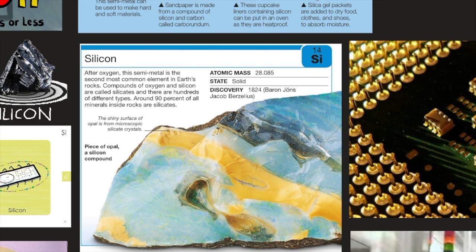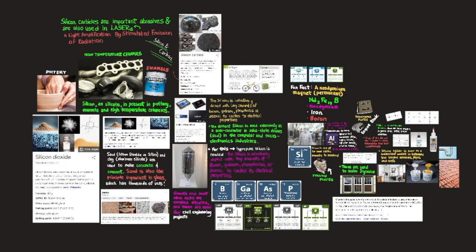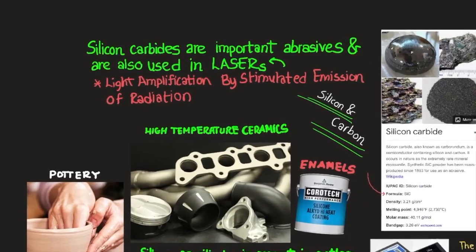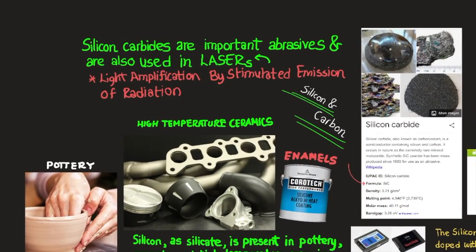Its discovery is 1824, Baron Johns Jacob Berzelius. So let's continue with the element silicon. Silicon carbides are important abrasives and are used in lasers.